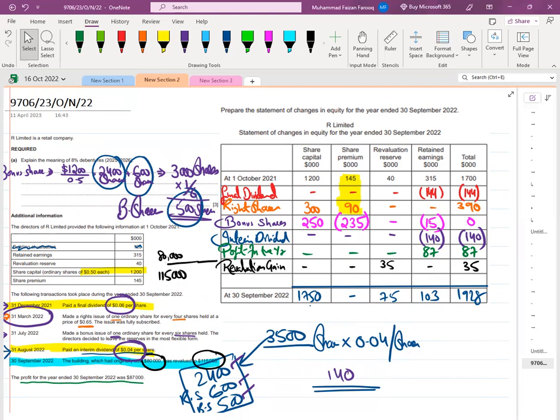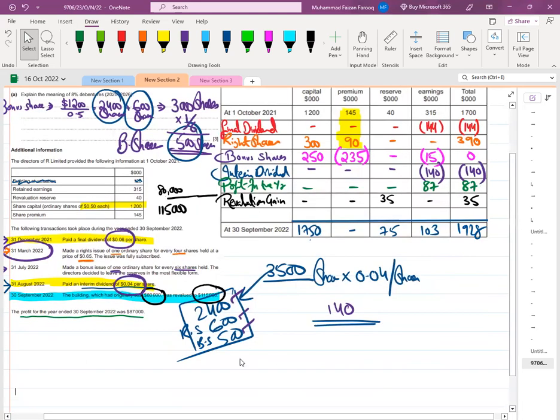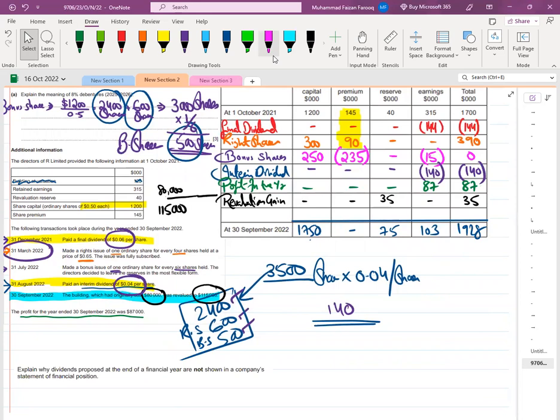Now this is requirement number C. Again it is 2 marks theory. The examiner is asking, explain why dividend proposed at the end of the financial year is not shown in the company's statement of financial position. Why is dividend proposed after the date not reflected in the balance sheet?